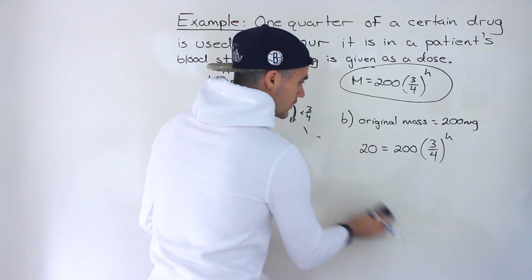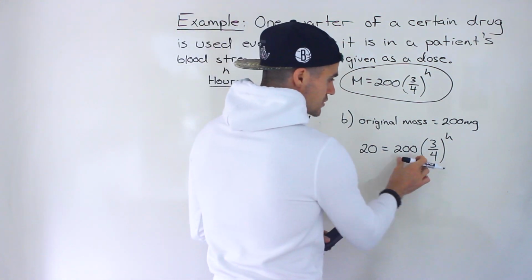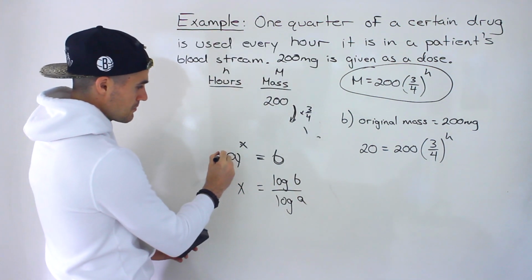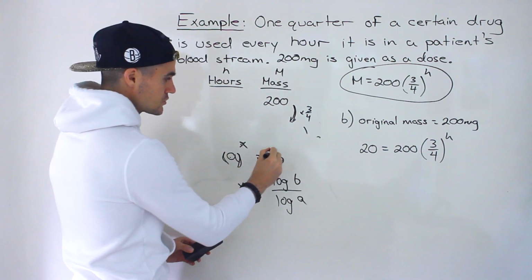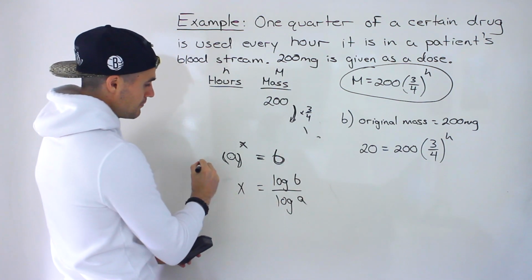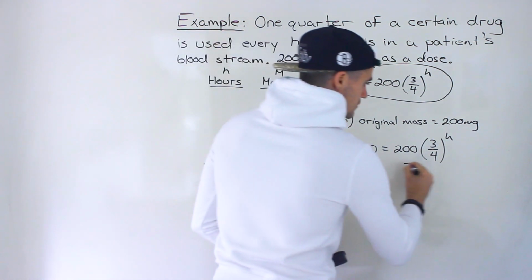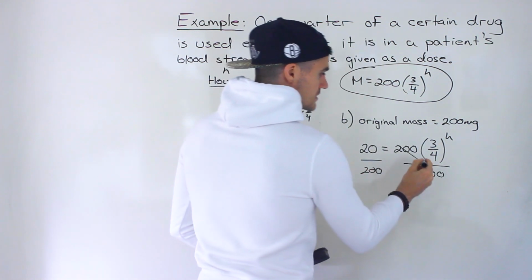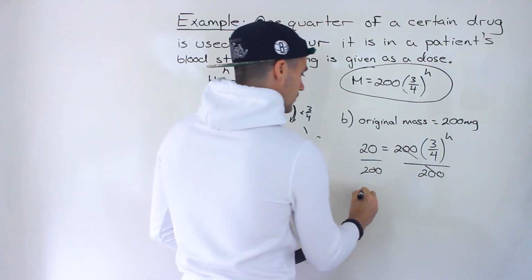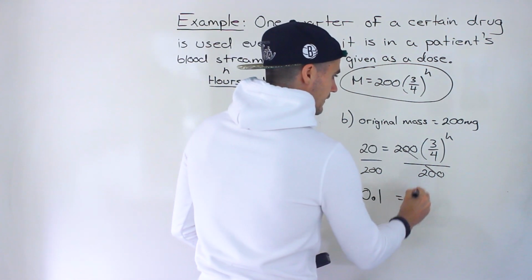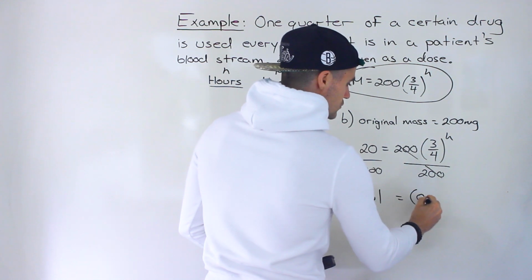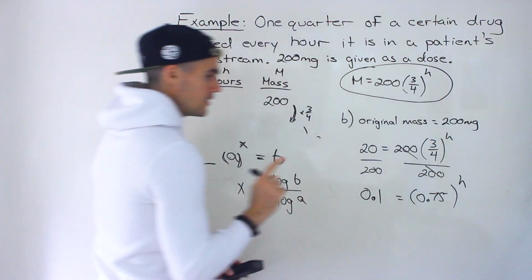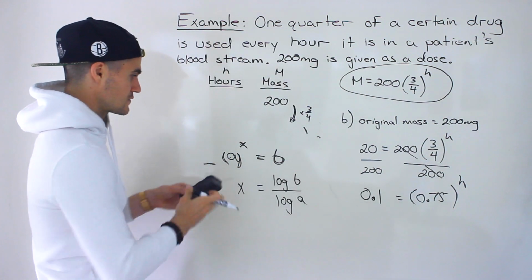The way we could solve for it is, first off, notice there's this 200 in front. In order to use this, we need just the base to an exponent equal to something. There can't be anything in front of that exponent. So we have to divide both sides by 200 to get rid of it. 20 divided by 200 gives us 0.1. And then let's change the 3 over 4 to a decimal, to keep it consistent with the left side here.